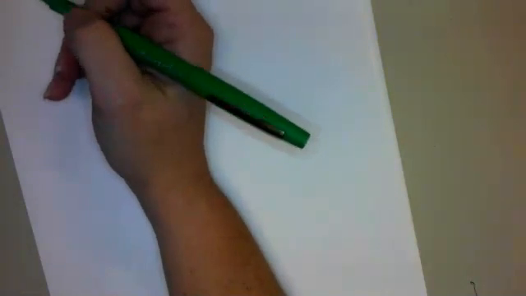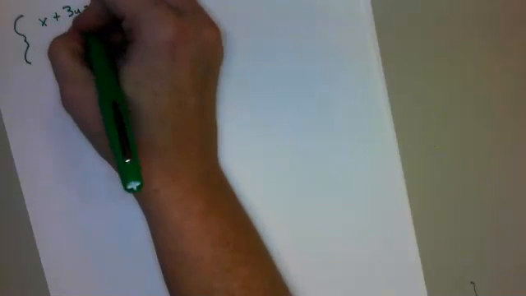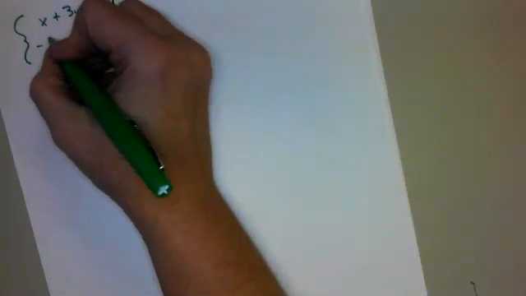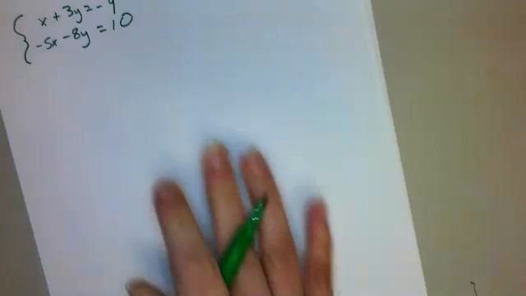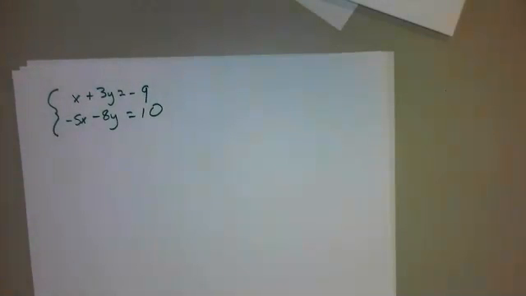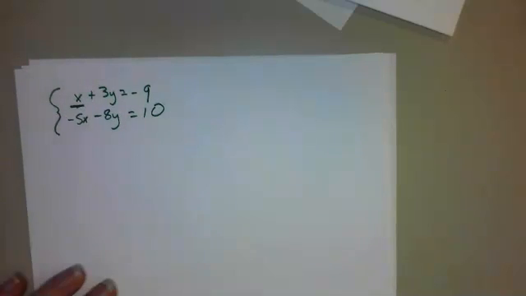Let's do x plus 3y equals negative 9. And let's do negative 5x minus 8y equals 10. Okay? It would help if you could see. Let's move that back a little. There we go. As you can see here, we need to isolate a variable. And I hope you recognize this x has a coefficient of 1. So that is the variable that I'm going to want to isolate.